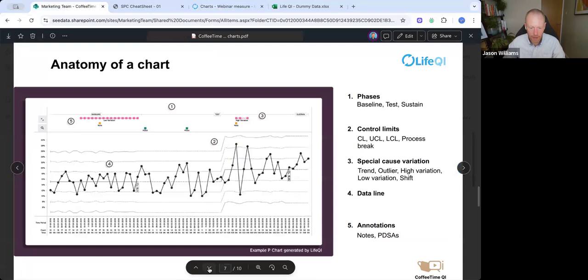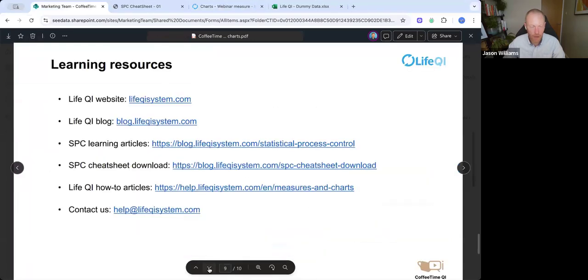That was a very quick run through of creating a chart. I'm conscious of the amount of time we've got left, so I'm going to roll back to the slides. Sophie, you've popped up again. Any questions? Anything I've missed so far?